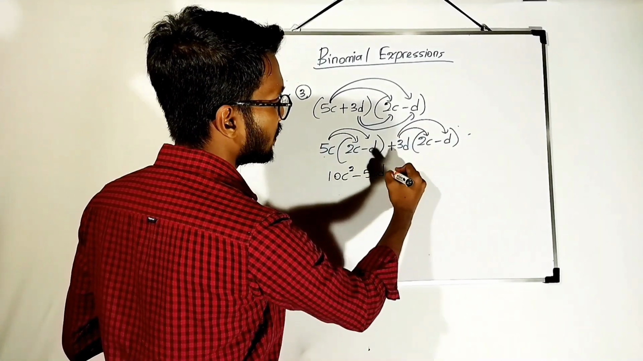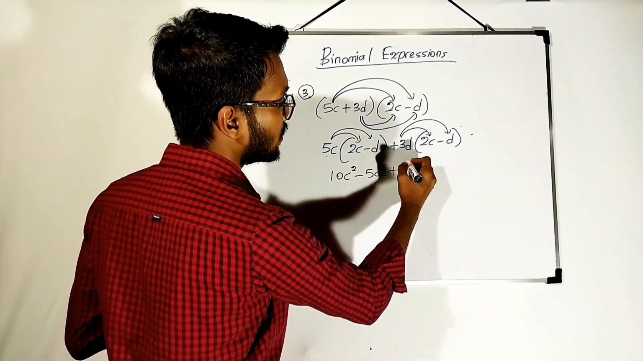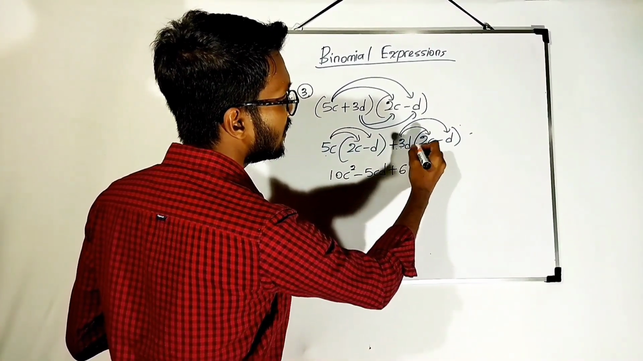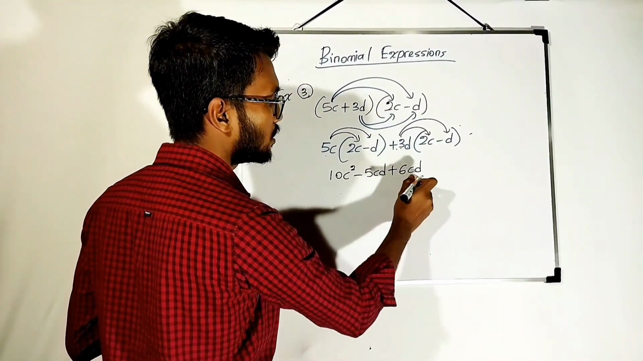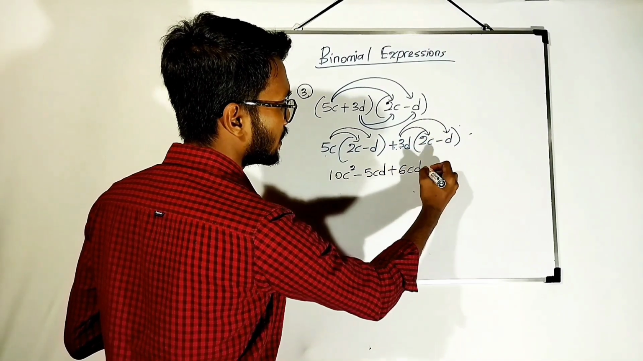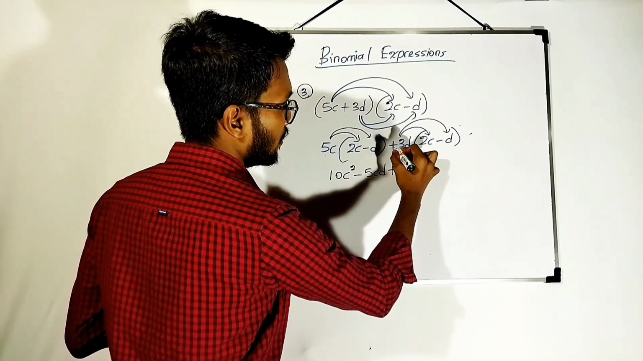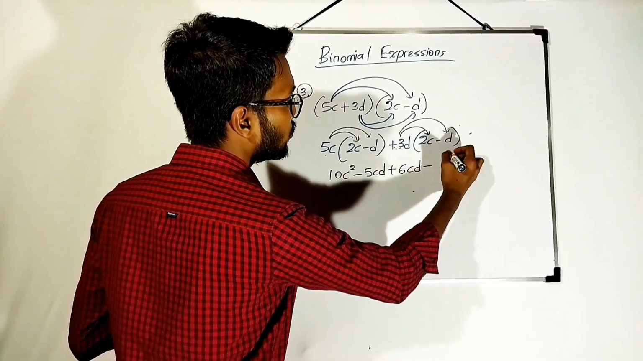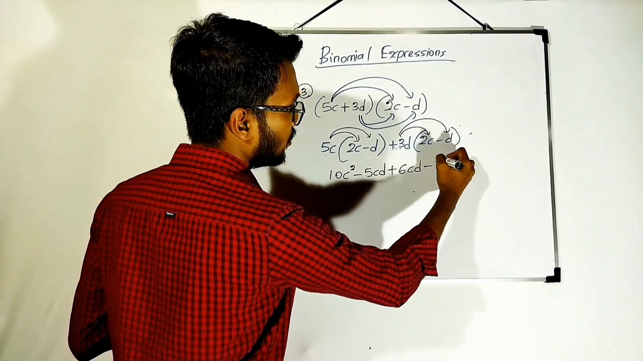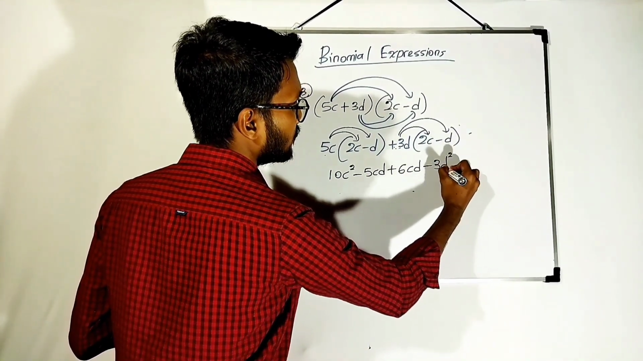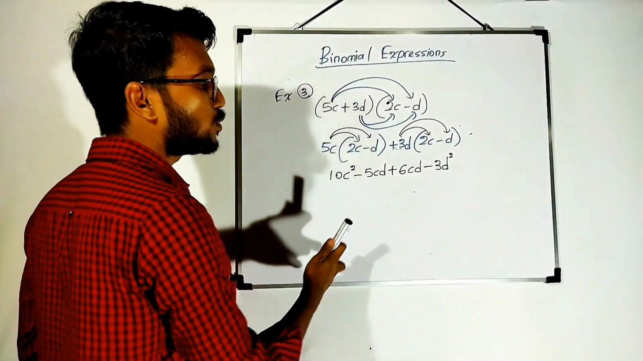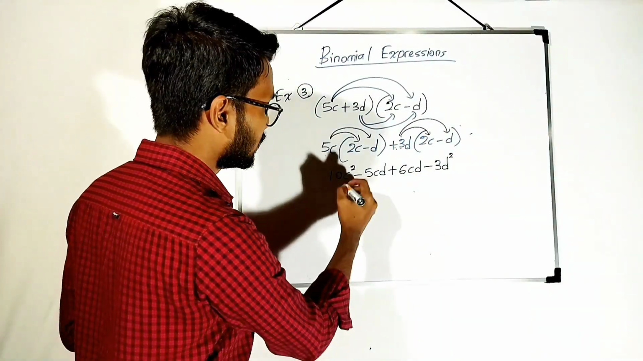Then it's easy for you to understand. Here plus into plus, 3d into 2c, 3 into 2 is 6, dc. We can write dc, but I am going to write cd because then it's easy for us to simplify. Plus into minus, 3d into d: we can put 3 and d into d is d squared. This is the way how to expand binomial expressions. This is the last thing.